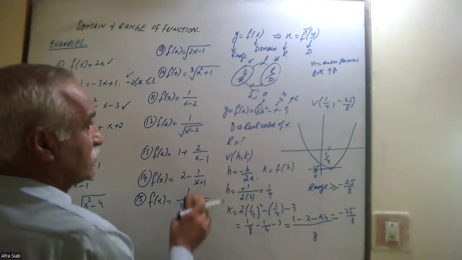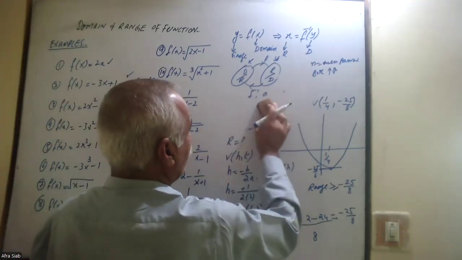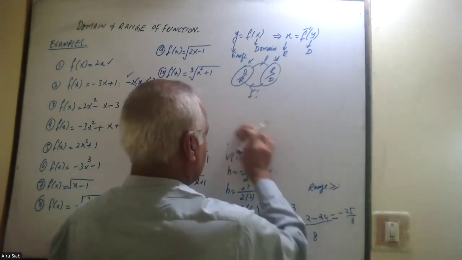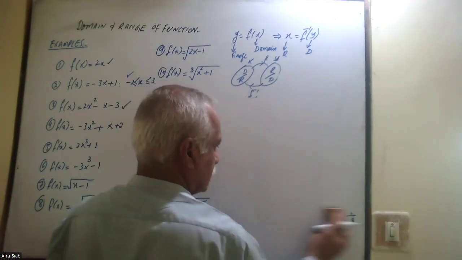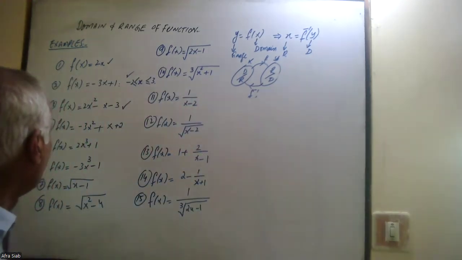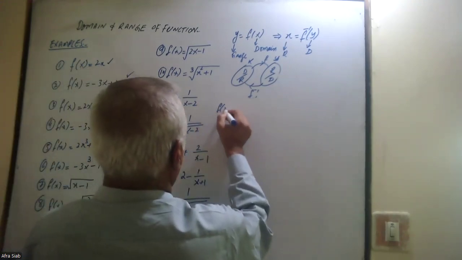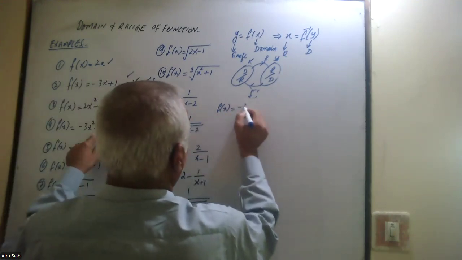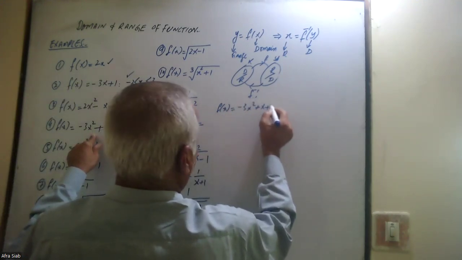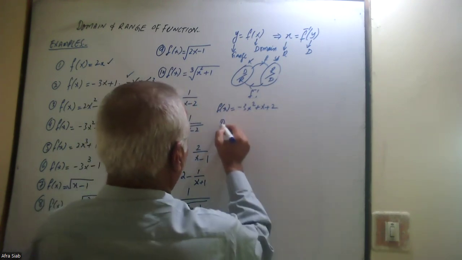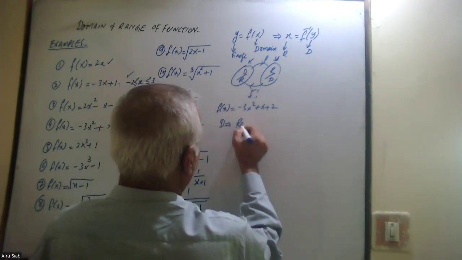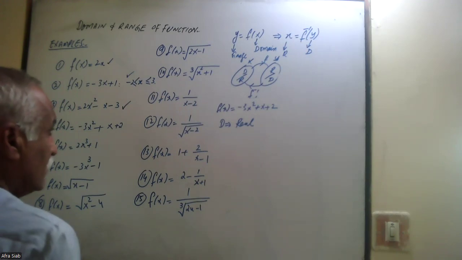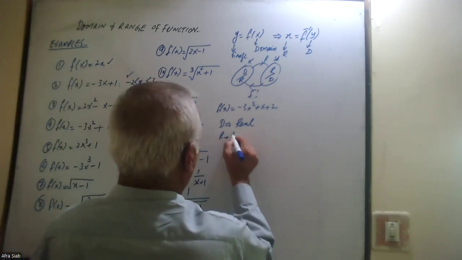Now the next question is the fourth one. f of x is equal to minus 3x squared plus x plus 2. So the domain of this function is all real numbers because it is a general polynomial, and the range we will get now.